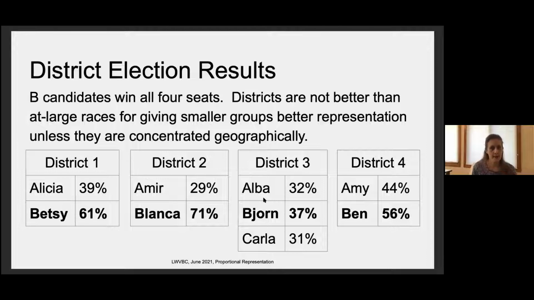We'd like to have better voting methods that produce more proportional outcomes. And I'm now going to turn it over to Celeste, and she's going to tell you about a variety of better options.